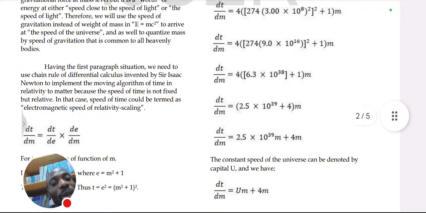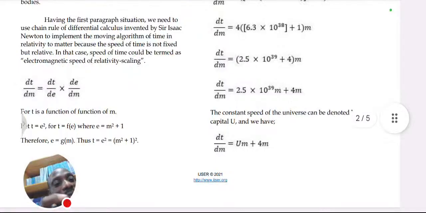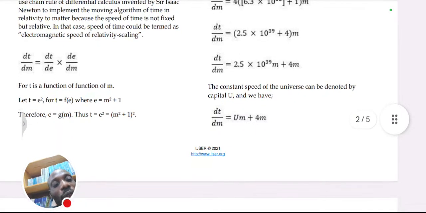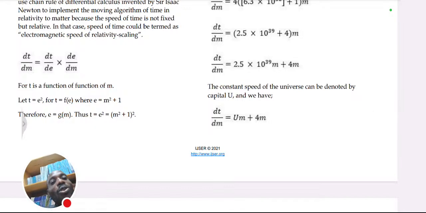Then dT/dM equal to 4. We open bracket, we have 6.3 times 10 raised to power 38. So we close that plus 1, then we close the bracket to have another M outside. Then dT/dM equal to 2.5 times 10 raised to power 39 plus 4. We close the bracket to have another M. So when we open the bracket, it will give us 2.5 times 10 raised to power 39M plus 4M.